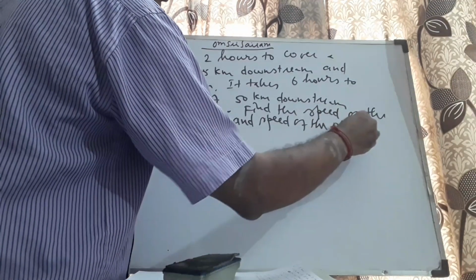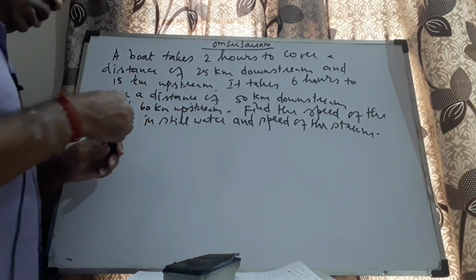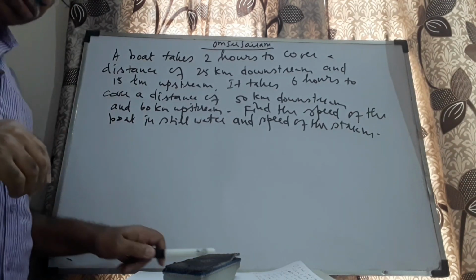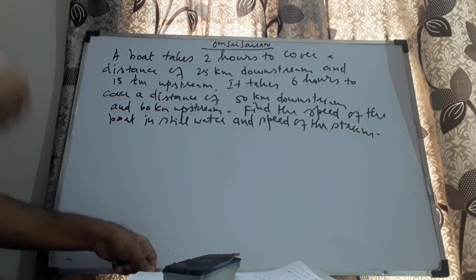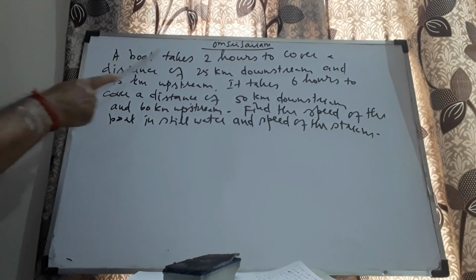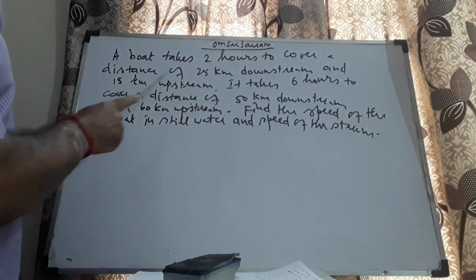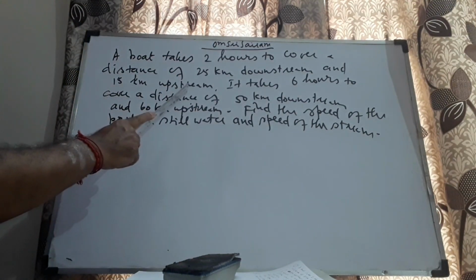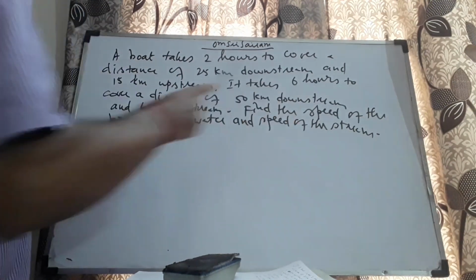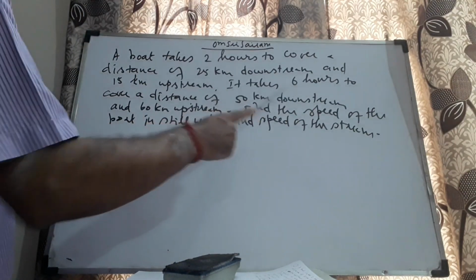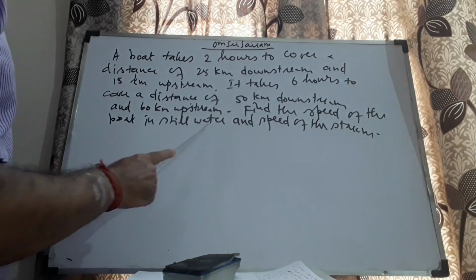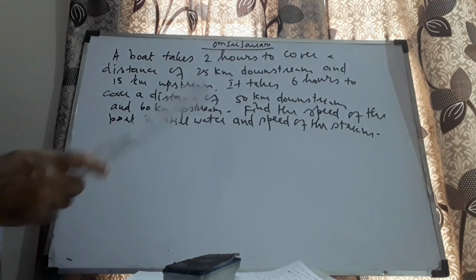Speed of the stream. It is not still water, it is not simply like a pond, it is a moving stream. Okay, I'll just read out the question once again. A boat takes 2 hours to cover the distance of 25 kilometers downstream and 15 kilometers upstream. It takes 6 hours to cover a distance of 50 kilometers downstream and 60 kilometers upstream. Find the speed of the boat in still water and speed of the stream.